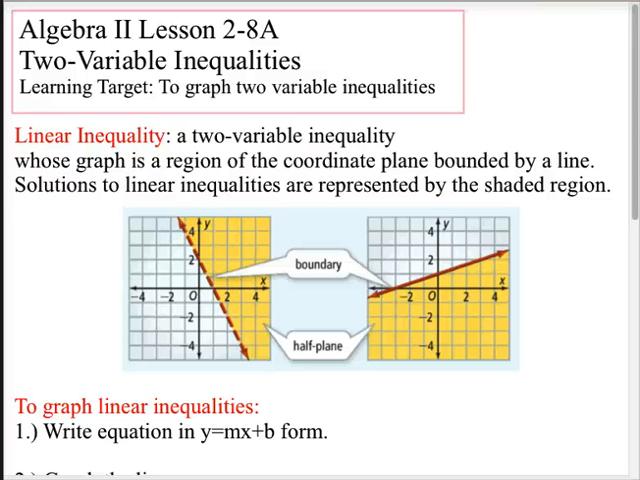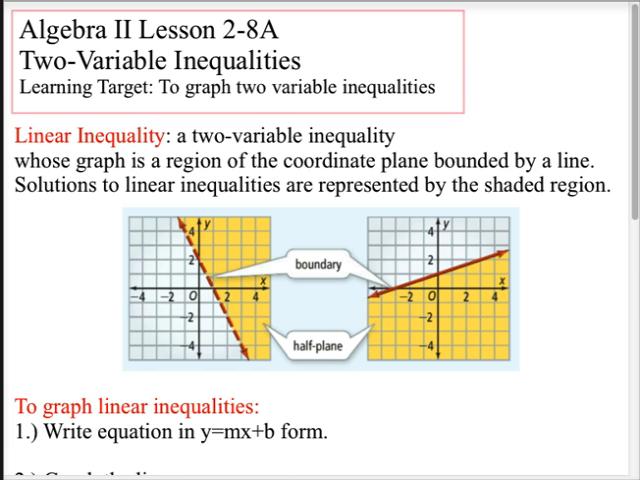Welcome back. In this video, we are going to begin discussing the last section of this chapter, section 8, on two variable inequalities. There's two pieces to this, and today we're only going to focus on the first piece, linear inequalities, which means a two variable inequality whose graph is a region of the coordinate plane bounded by a line. Solutions to linear inequalities are represented by shaded regions.